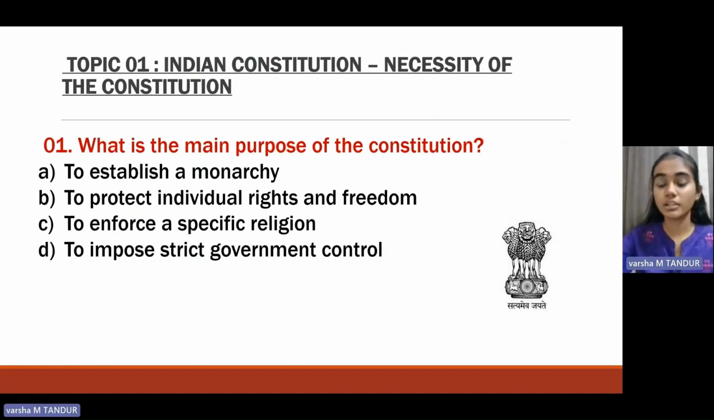So the first topic in the Indian Constitution is the necessity of the Constitution. Under this, we have the first question. What is the main purpose of the Constitution? Option A, to establish a monarchy. Option B, to protect individual rights and freedom. Option C, to enforce a specific religion. And option D, to impose strict government control. So the correct answer is to protect individual rights and freedom.